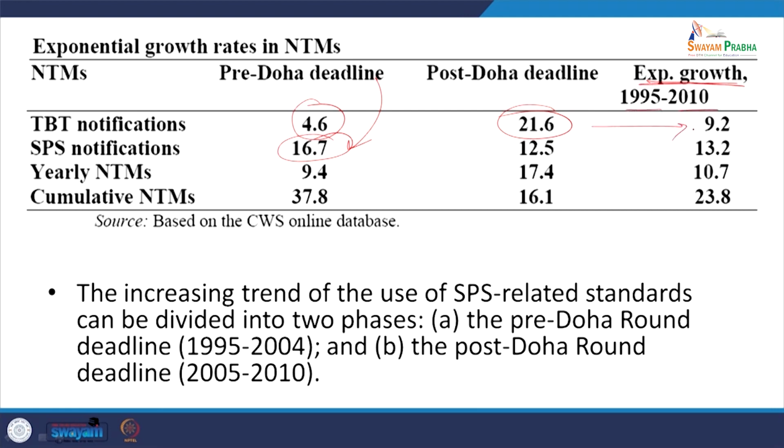Export growth was actually 9.2%. Here, SPS notification has export growth of 13.2%. In this connection, NTM was 9.4% in the pre-Doha round, whereas it is 17.4% in the post-Doha round. Now, the increasing trend of SPS related standards can be divided into two phases, as I already said, and accordingly you can divide the two time periods and make an interpretation, and we have already discussed this.